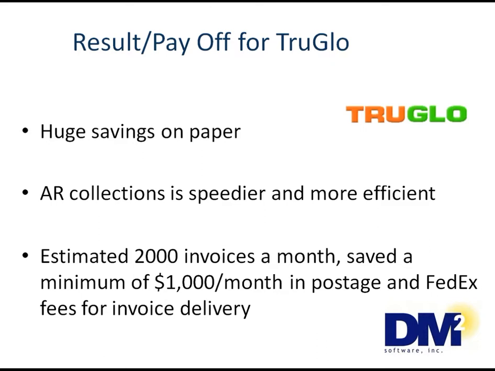Their AR collections is faster because they send out the invoices as soon as it gets printed. Their customers are not waiting in the mail for it. And if their customer says that they didn't receive it, they can just simply click a button and have it emailed to their inbox. So it saves them an estimated over $1,000 every month in postage and FedEx fees for invoice delivery. And they estimated they saved having to print 2,000 invoices. So this is a great savings for TrueGlow.